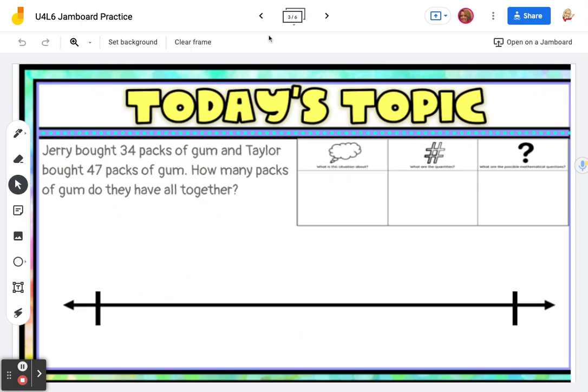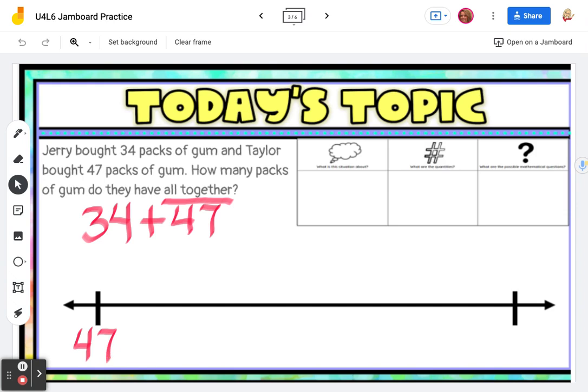Last one. Let's do a little word problem here. So Jerry bought 34 packs of gum and Taylor bought 47 packs of gum. How many packs of gum do they have all together? Well, what are my keywords there? All together. So I am adding 34 plus 47. Now, 34 was the first number, but we know we like to start with the big number so we don't have to make as many hops. So 47 here, because I'm going to the right, I'm adding 34.